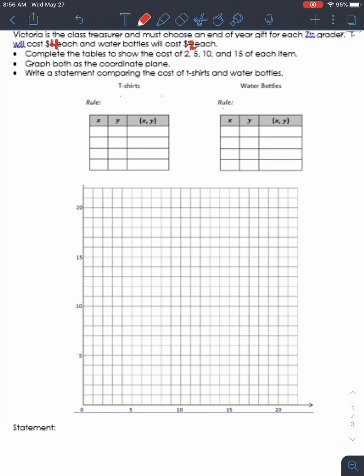For this problem, we're going to continue using lines and rules on the coordinate plane, but this time we're going to be solving a real world problem. Let's go ahead and read this problem to see what it's about.